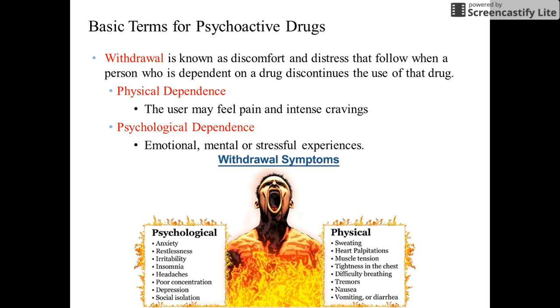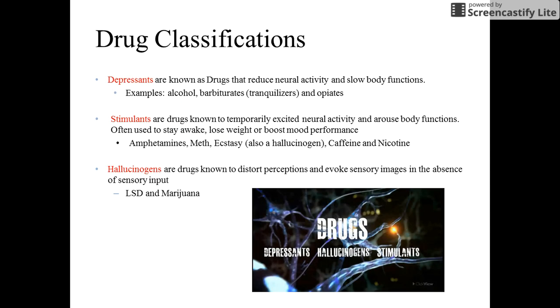So you could have physical dependence and physical withdrawals, or psychological dependence and psychological withdrawals. Physical means you may feel physical pain and intense craving with your body. And psychological is emotional, mental, or stressful experiences that you might psychologically or mentally think. There's a whole list of psychological and physical examples of withdrawal as well. So here are the drug classifications. Drugs are classified as depressants, stimulants, and hallucinogens.